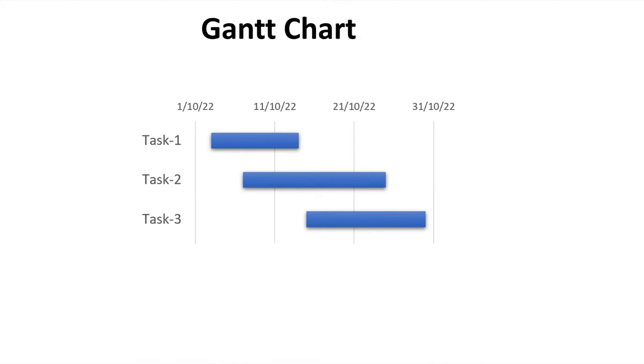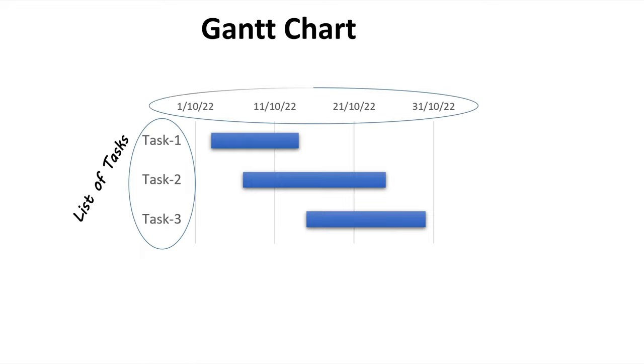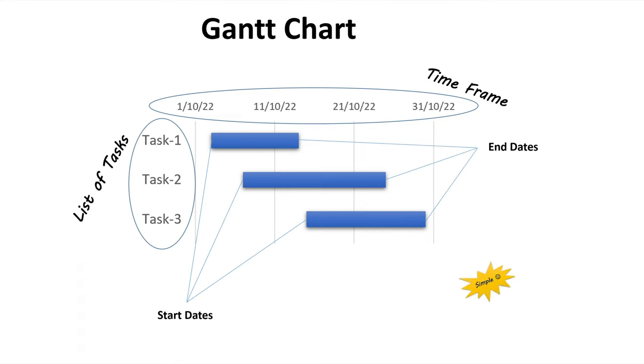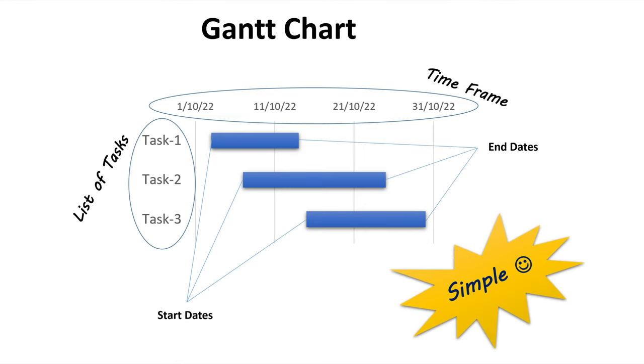So this is how the Gantt chart looks. On the left hand side we can see the list of the tasks, while on the top we see the time frame. Each bar corresponds to each task. The beginning of each bar shows the start date of that task. The end of each bar represents the end date of that task. And that's pretty simple.